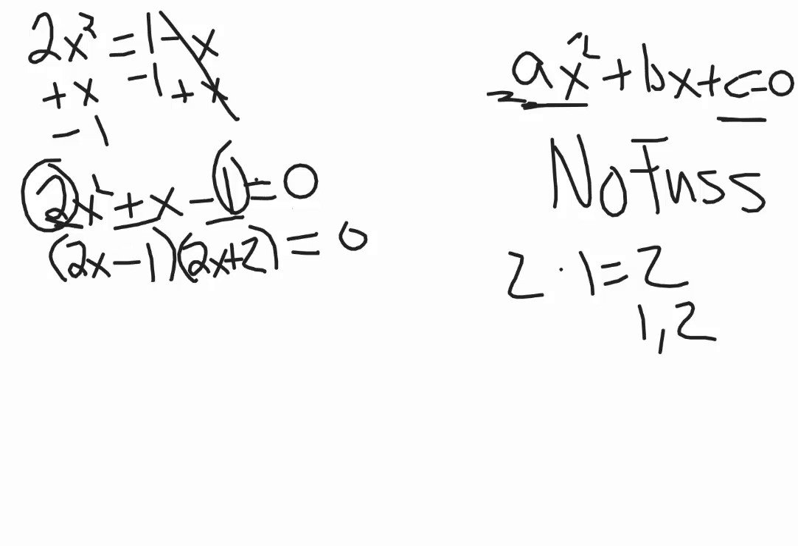The last step in no-fuss factoring is one or both of your factors are going to be able to be reduced. So take a look at the numbers inside your parentheses. For our first set of factors here, for our first factor, we have a 1 and a 2. There's nothing we can do with that one, so we're just going to drop that down. Drop down 2x minus 1.